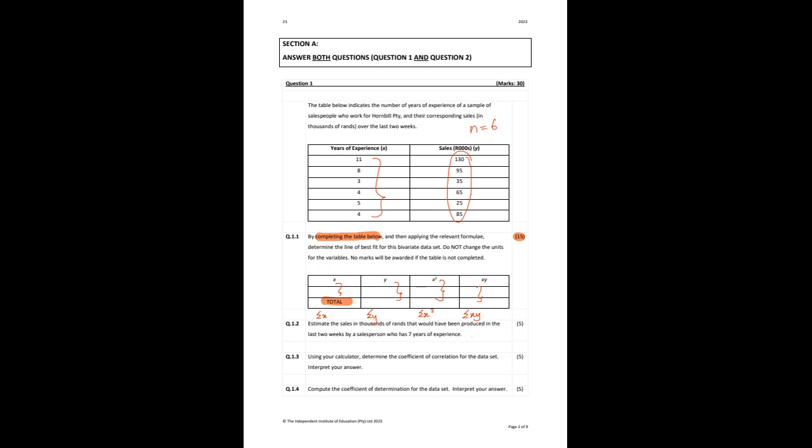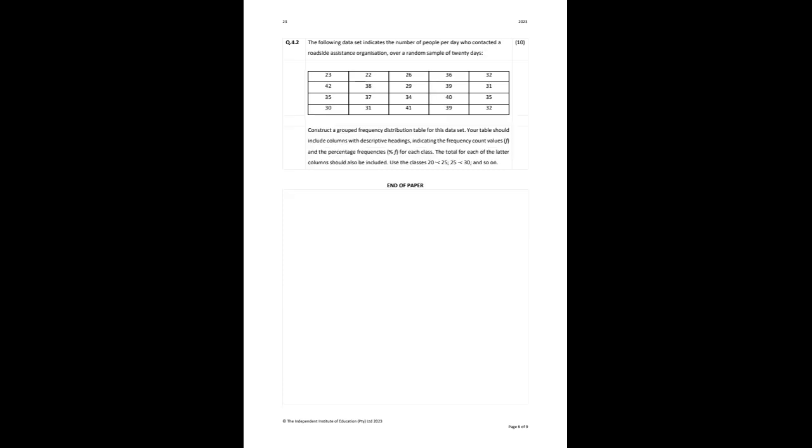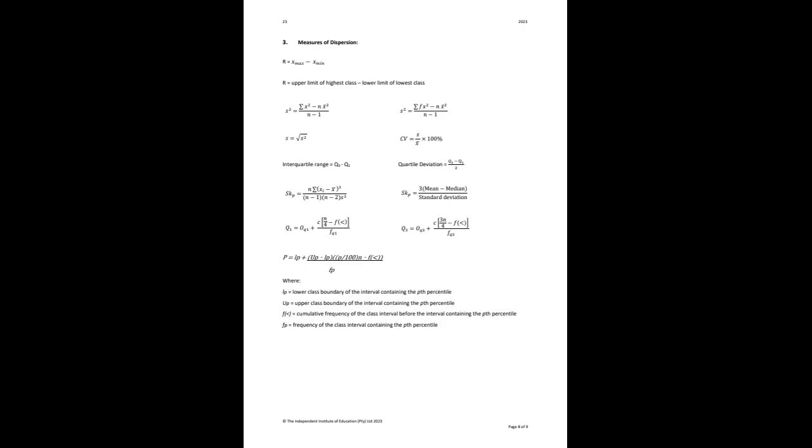So then they said to you, then apply the relevant formula and determine the line of best fit for this bivariate data set. So what they mean in terms of the line of best fit is they want you to determine the value of the formula of y is equal to a plus bx, or you can write it out as y is equal to b1 plus b0x. And the formulas for this are in the formula sheet. I just want to show you at the end. You'll see that there is a formula sheet in the assignment as well as in your textbook. There is also a formula sheet at the back of your textbook. I'm not sure if you know that, or if you've been able to have a look at that at the end of your textbook. So the formulas for it are here.